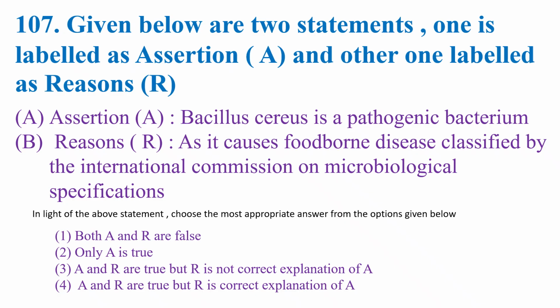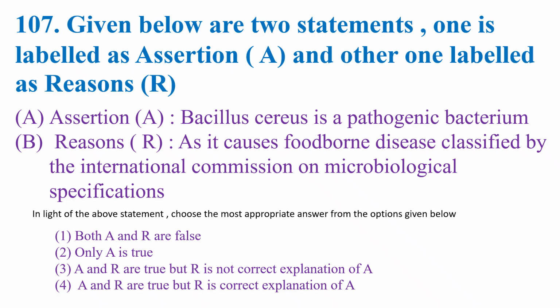So assertion, it is saying that Bacillus cereus is a pathogenic bacterium. This is true. Indeed, it's a pathogenic bacterium. Why? Because it causes foodborne illness like vomiting, diarrhea. So this is true. Now reason. As it causes foodborne diseases which has been classified by the International Commission on Microbiological Specification.